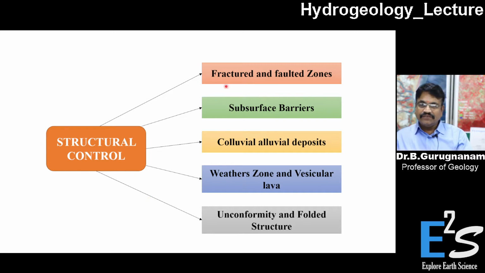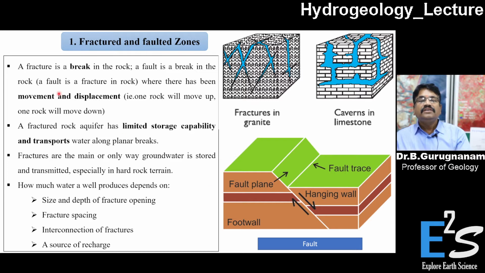The different structures are fractures and faults, subsurface barriers, colluvial deposits, weathered zones and vesicular lava, and unconformity and folded structures. We will see them one by one. First, the fractured and faulted zone. This is the fracture; you can see the visual photograph.